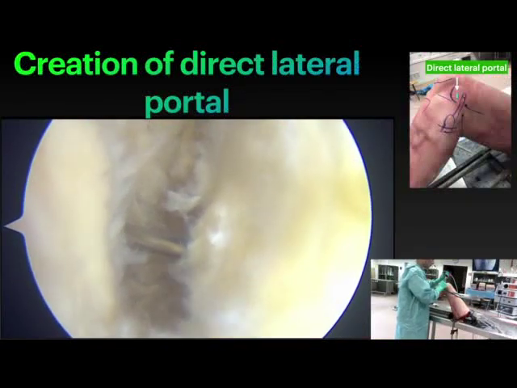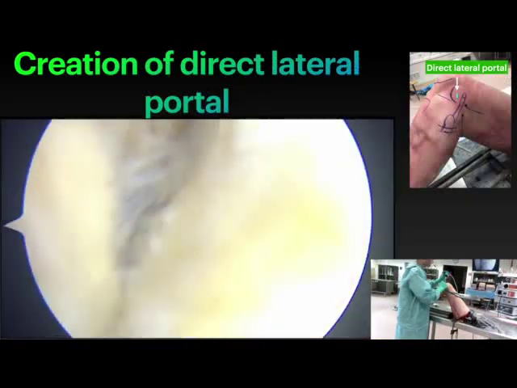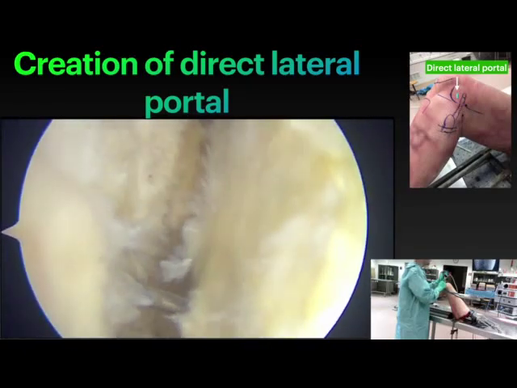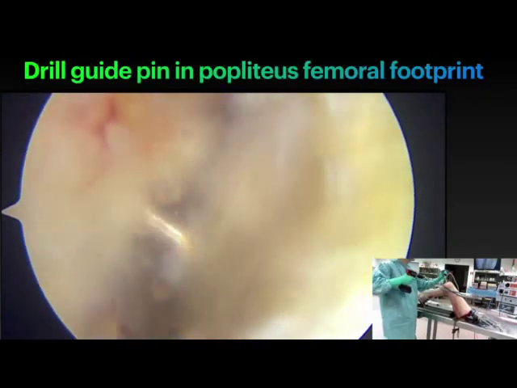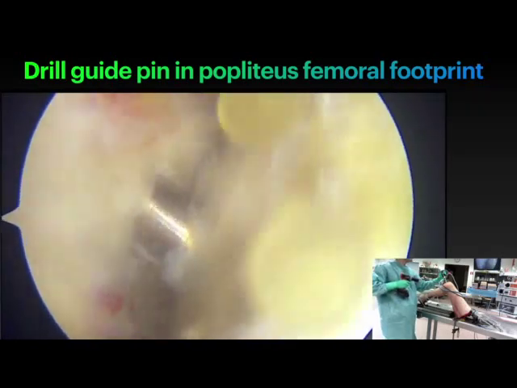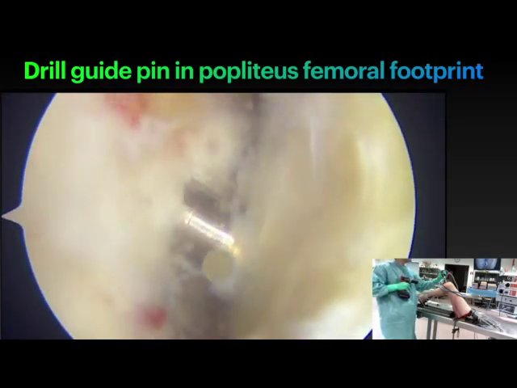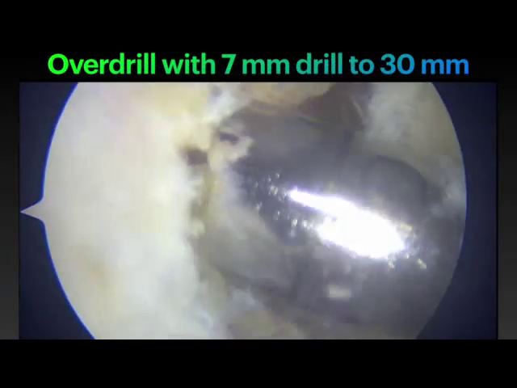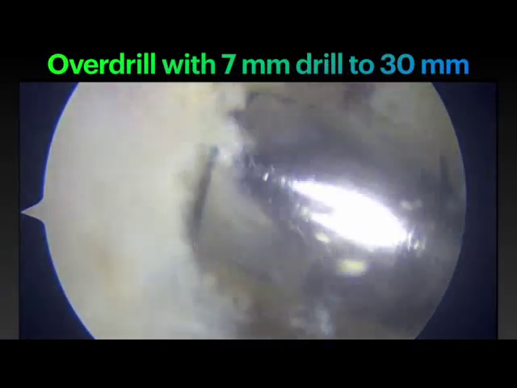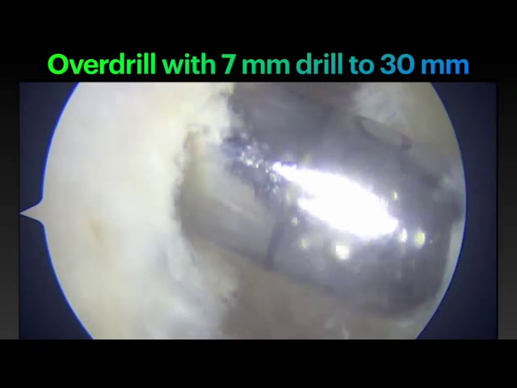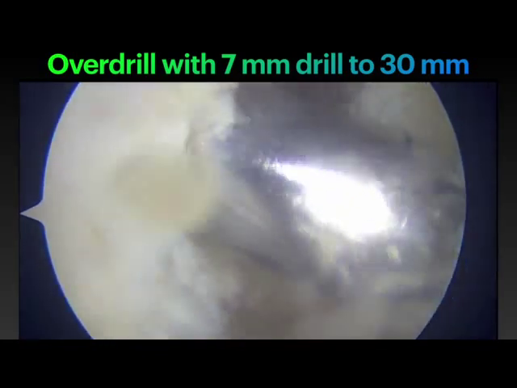We utilize a spinal needle for creation of the direct lateral portal at the level of the popliteus femoral footprint. Through this direct lateral portal, we drill a guide pin in the popliteus femoral footprint. We overdrill this with a 7 mm drill to a depth of about 30 mm after measuring the length of the femoral tunnel.